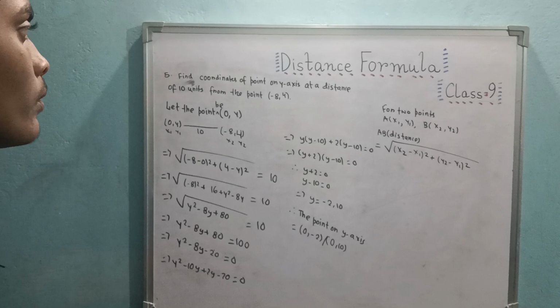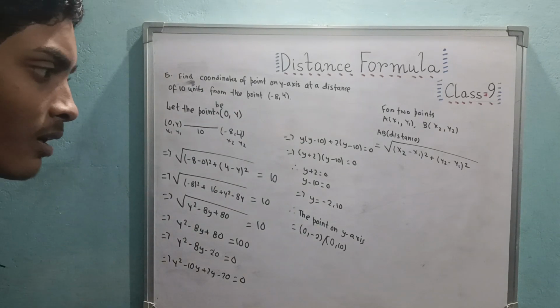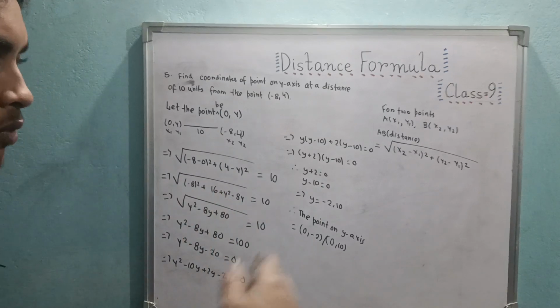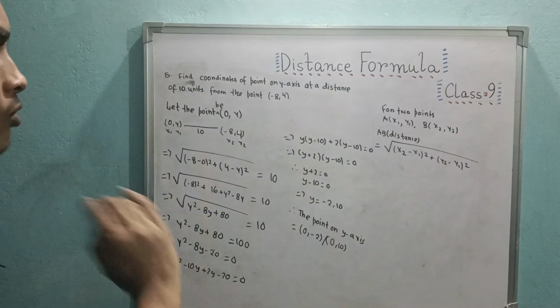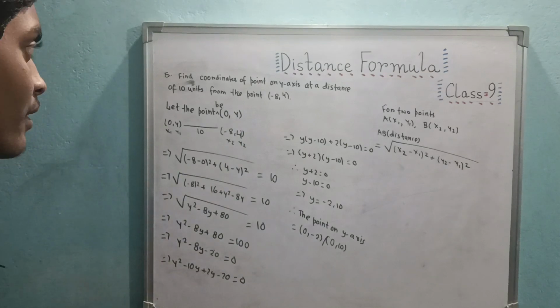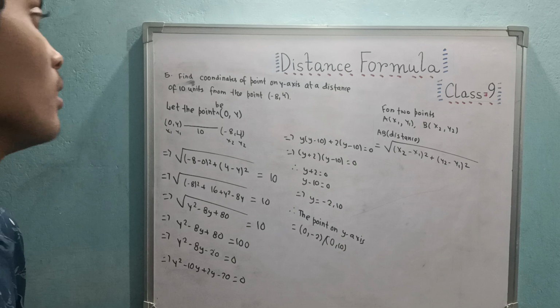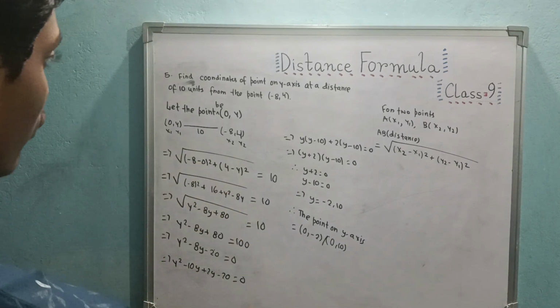Just remember one thing: when the point is on an axis, the axis is not mentioned. For the x-axis, the ordinate will be 0. For the y-axis, the abscissa will be 0. If the x-axis is mentioned, the ordinate is 0, the first part. If the y-axis is mentioned, then the abscissa will be 0, the second part. That's the process. Then just putting in the distance formula like the previous sum, you can keep solving.